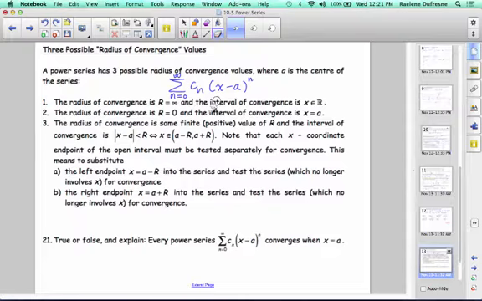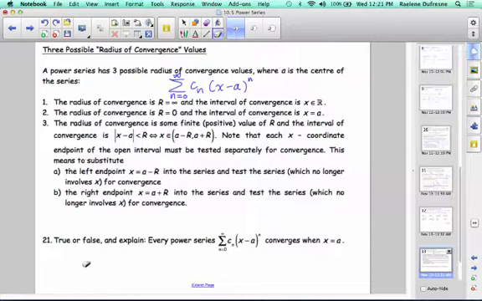So what this is saying here, note that each x-coordinate of the endpoint of the open interval must be tested separately for convergence. This means that we substitute the left endpoint or the right endpoint into the series and test the resulting series, which, by the way, no longer involves x because you've substituted a value in for x. And the resulting series for the left endpoint or the right endpoint must be tested for convergence, using the tests that we have seen in 10.3 and 10.4.